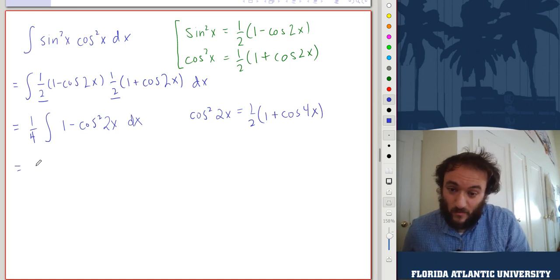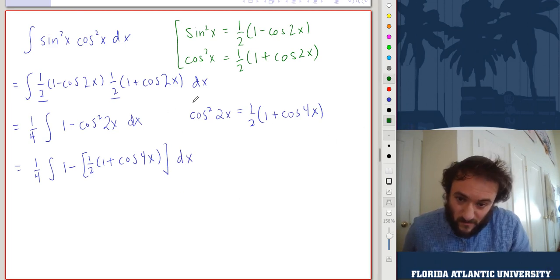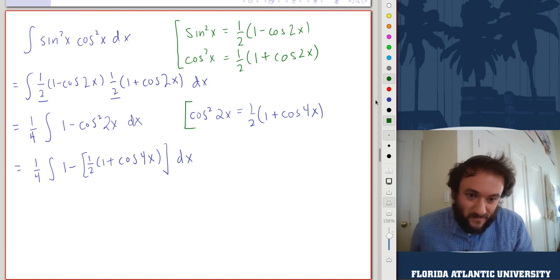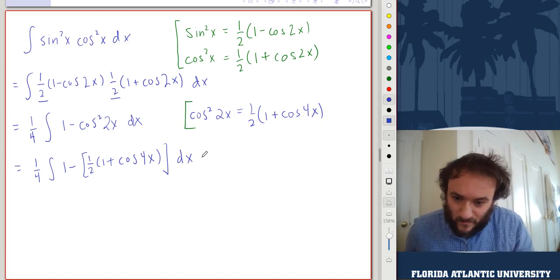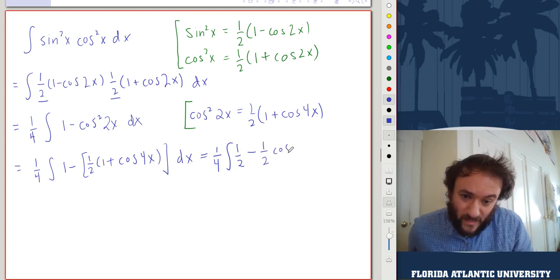Okay, and plugging that in, we get 1 minus 1/2 times 1 plus cosine 4x dx. Okay, let's box this in with green, and we're going to simplify this a bit. This is a quarter of the integral of, well, we have 1 minus 1/2, so that will just end up being 1/2 minus 1/2 cosine 4x dx.